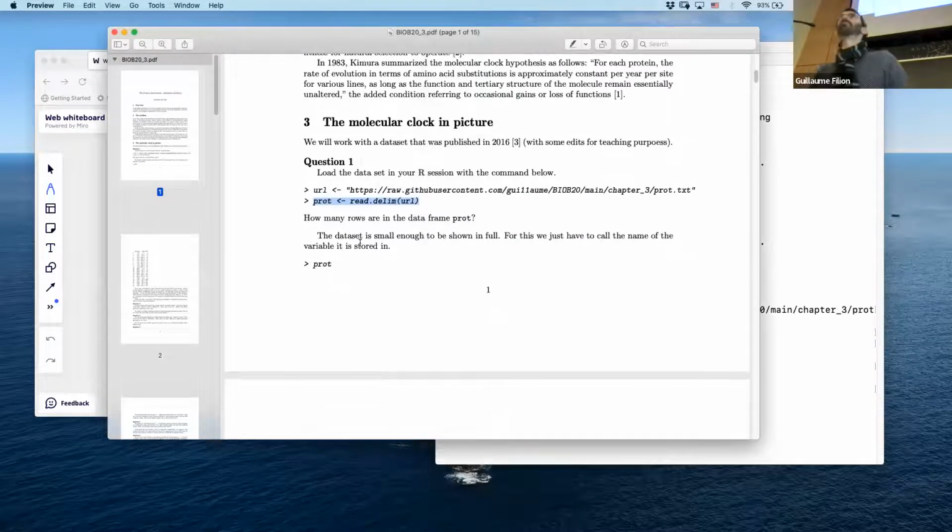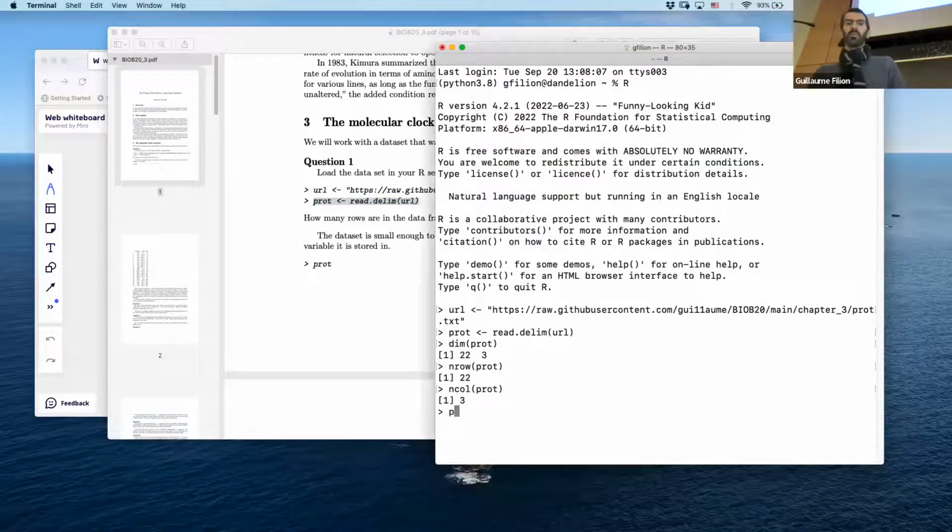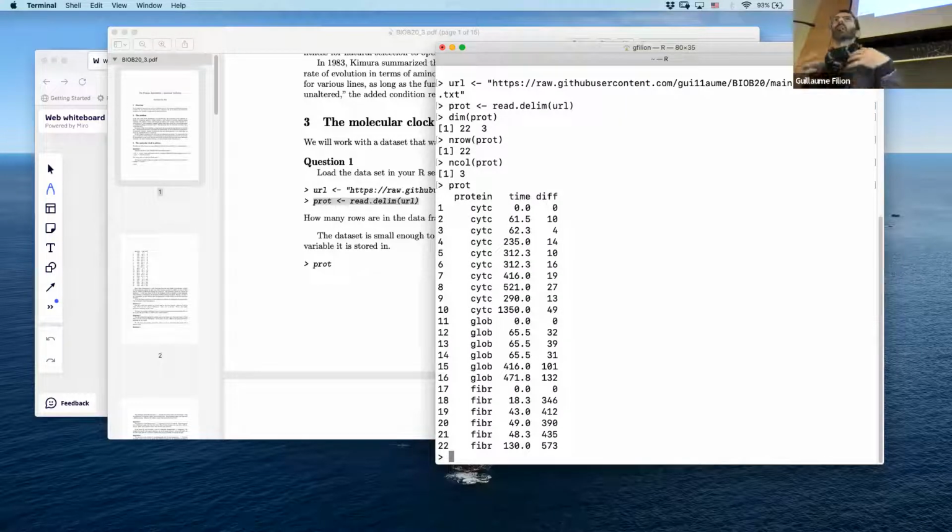So first, it's pretty easy. The data set is small enough to be shown in full. For this, we just have to call the name of the variable it is stored in. You've noticed that before, just writing the name of a variable, pressing enter, you get a nice view of the variable. So we see that there are indeed 22 rows. We see them here. There are 3 columns, protein, time, and diff. Protein seems to be string, okay? SITC, glob, fiber. Time seems to be a number, and diff seems to be a number as well.